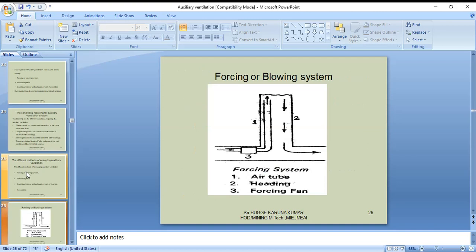This is the line diagram I am showing. One is an air tube, which is nothing but a flexible duct. This is a heading, and a forcing fan is applied here. The air is taken from the fresh air, and it is not contaminating the return airway, because this is also the return airway used for traveling purposes. But fresh air will be comfortable where the persons are working at the face. This is a simple forcing or blowing system.